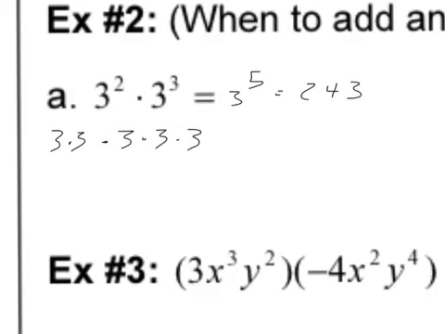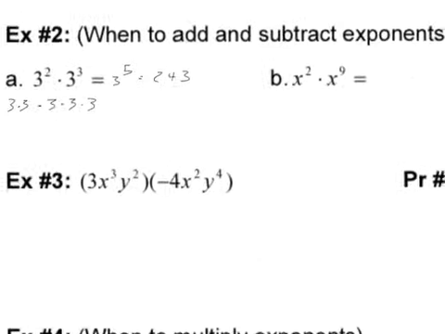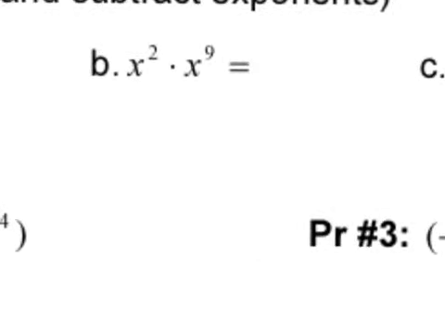And look what the shortcut is. 2 plus 3 equals 5. And that'll always work. You can just add the exponents as long as the bases are the same when you're multiplying them. So let's go to this one. x squared times x to the 9th. What do you think the answer is? You should be able to just do it in your head. It's x to the 11th.